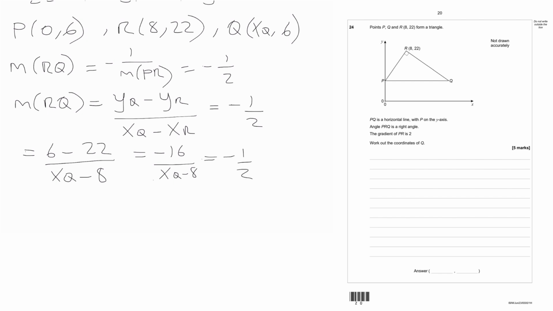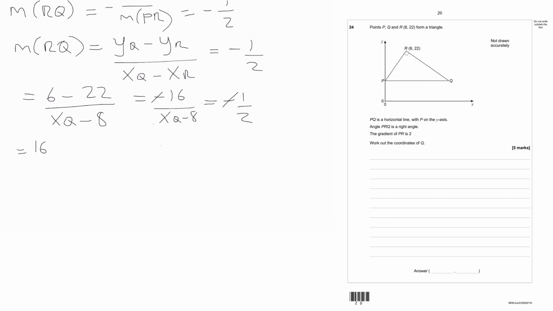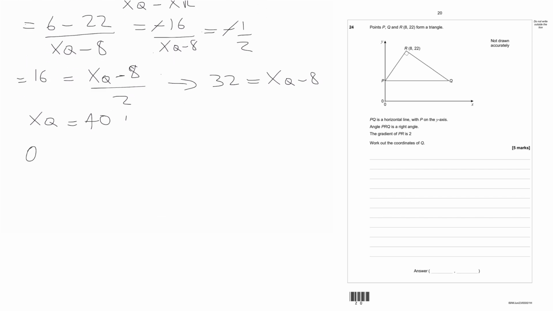If we divide both sides by minus 1, we can just cancel out the minus sign, and then from here, if we multiply top and bottom by xq minus 8, we get that 16 equals xq minus 8 over 2, and then if we multiply both sides by 2, we get that 32 is equal to xq minus 8, and therefore xq, if we add 8 to both sides, is equal to 40. And so our final coordinates for q are equal to 40, 6.